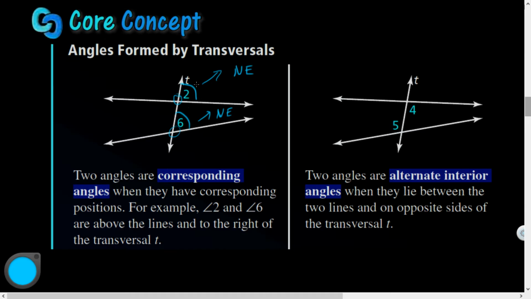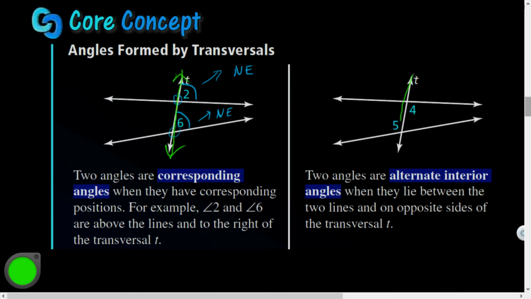So angles 2 and 6 are corresponding to one another. You could also say that this angle and this angle are corresponding to one another. Actually, I can't label those as congruent. That's my bad. But either way, you know which ones I'm talking about. So the transversal, by the way, was this line here.